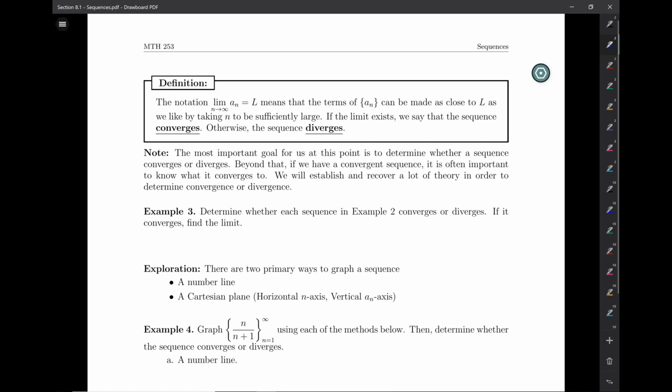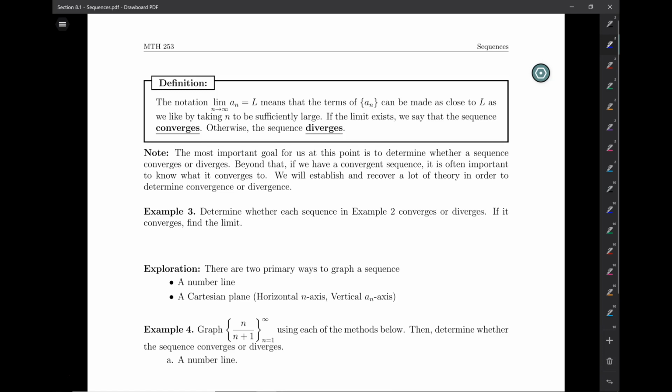Now you should have heard these terms before at some point, either in Calc 1 and/or in Calc 2. Converges just essentially means that the limit exists, and diverges means that the limit doesn't exist. And a limit cannot exist in many ways. Either the values can just grow and grow and grow without bound, and in that case we would say that the limit is infinity and that diverges. Other times, we can have it not approach a single number, and that can be another way that a sequence can diverge.